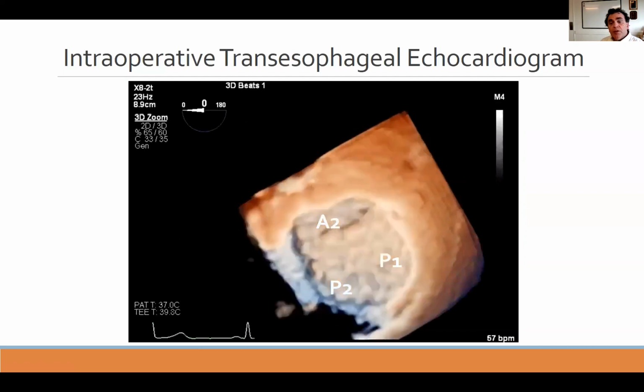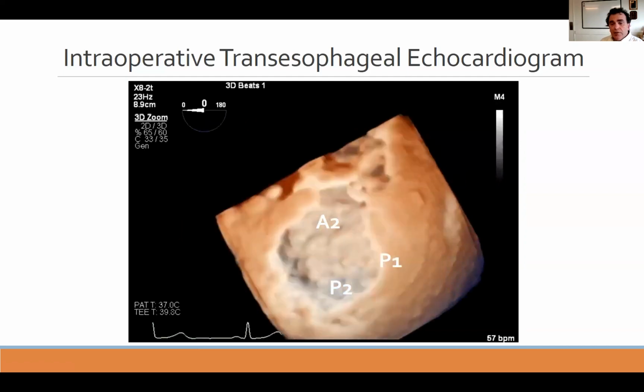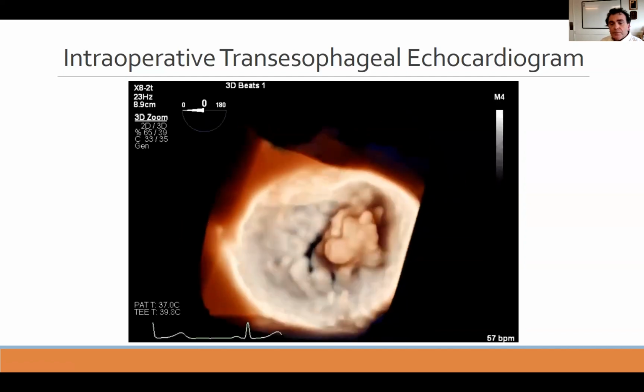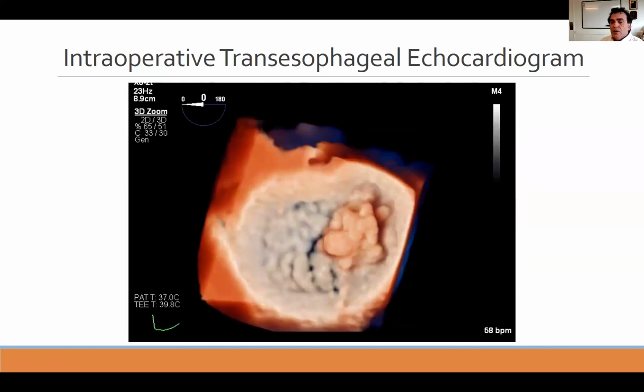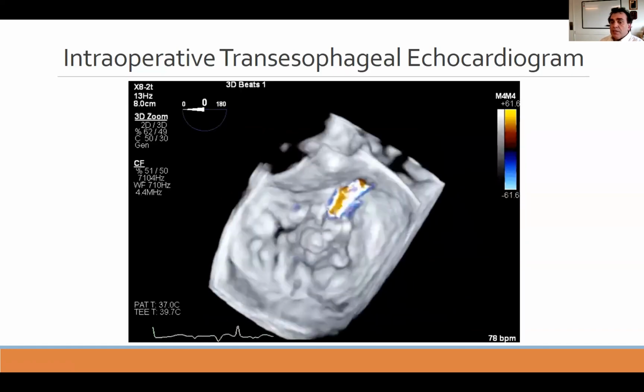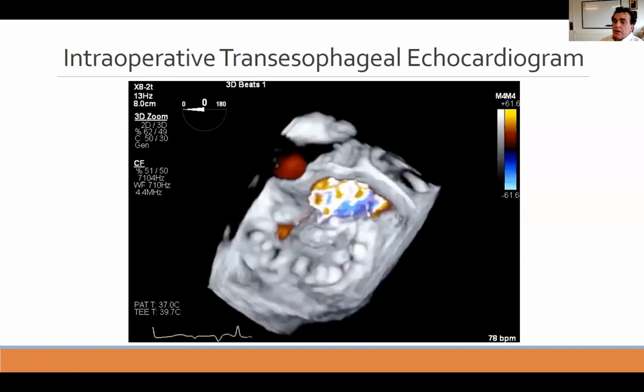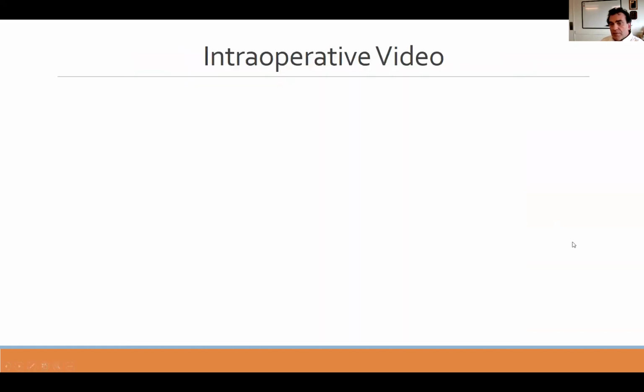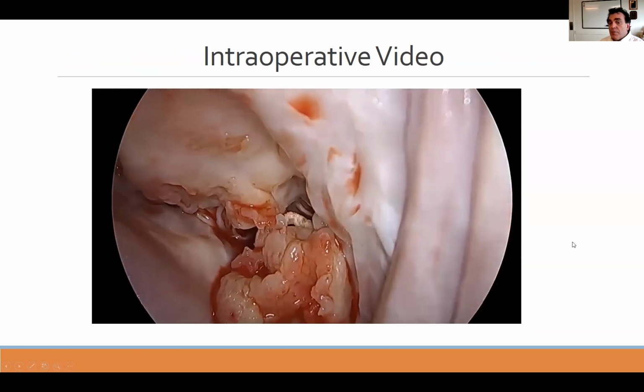And now this is from the ventricular side of the valve. It's a large vegetation, frozen image. And now if you turn the color on, you see there is significant mitral regurgitation at the level of the vegetation. And then this is the intraoperative video.